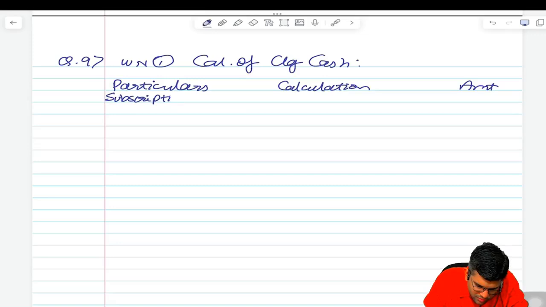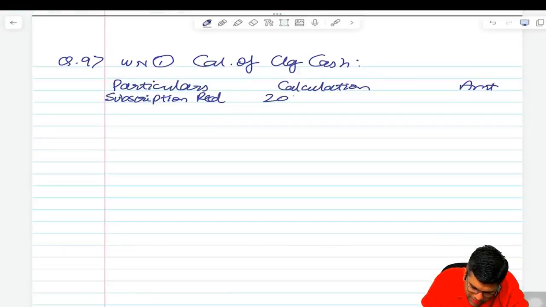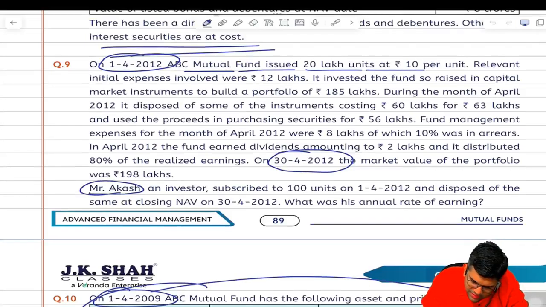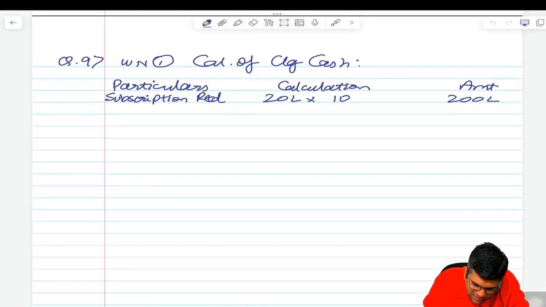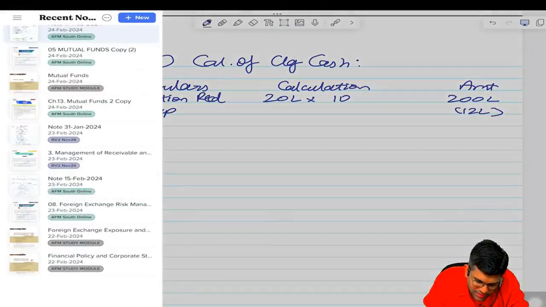subscription received. How much? 20 lakh into 10. So 20 lakh units into 10, 200 lakh rupees we received in cash. Next, initial expenses we spent were rupees 12 lakh. So here do you realize that we will subtract initial expenses of rupees 12 lakh? Are you able to understand this? Initial expense subtracted, rupees 12 lakh.